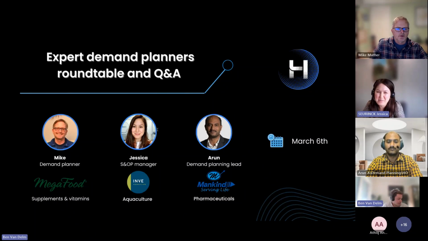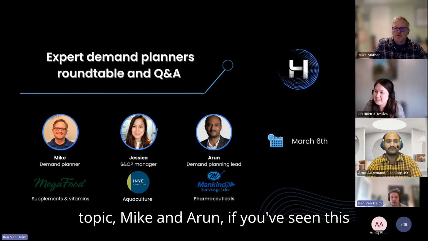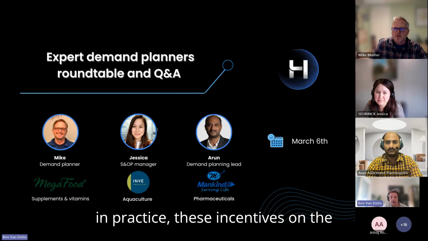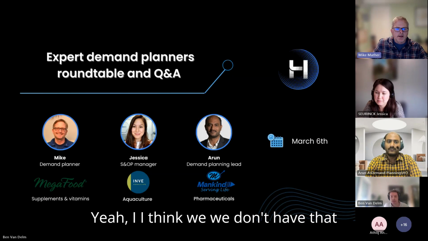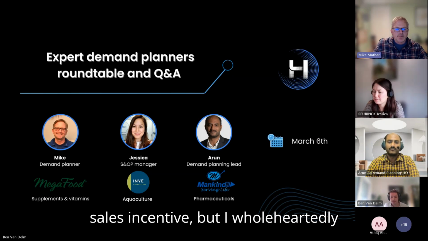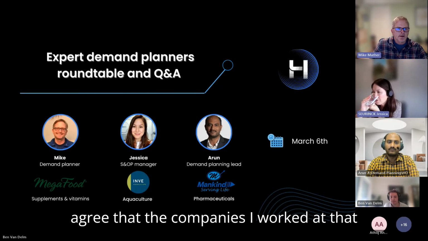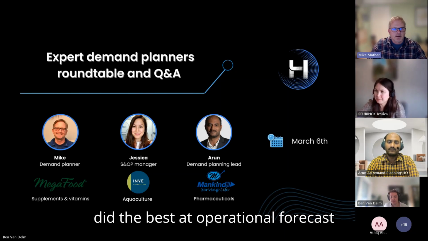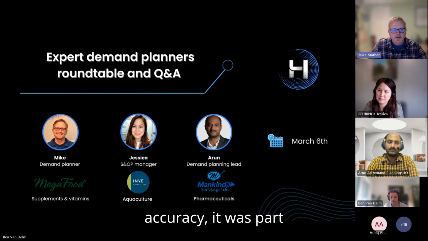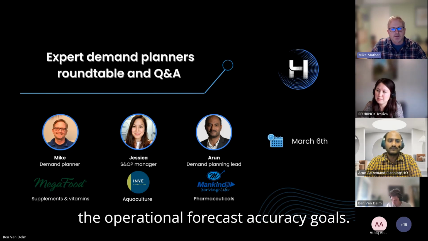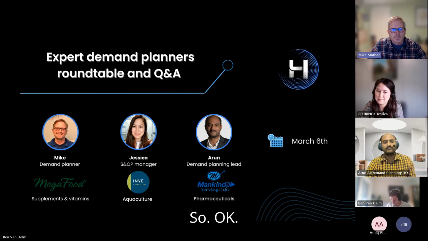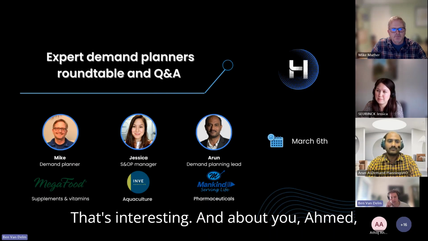Yeah, indeed. But curious also about that topic, Mike and Arun, if you've seen this in practice, these incentives on the collaborative part for salespeople or even other departments. Yeah, I think we don't have that sales incentive, but I wholeheartedly agree that the companies I worked at that did the best at operational forecast accuracy, I think it was 10%, give or take, part of their bonus was 10% based on the operational forecast accuracy goals. Okay, that's interesting. And what about you, Arun?